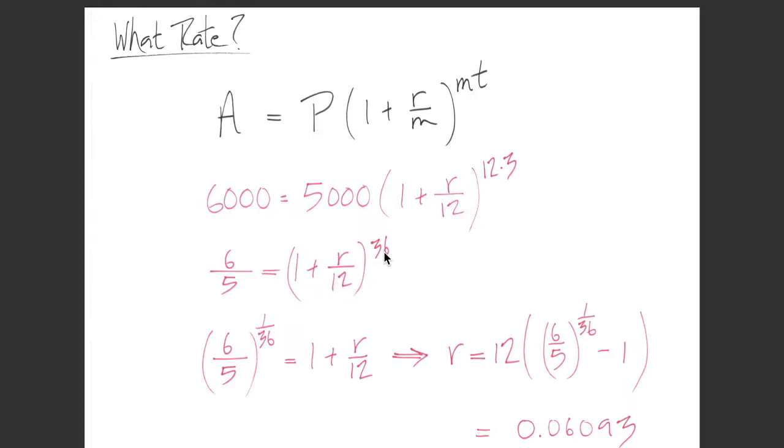M was 1 over, M was 36, and I raised all of that to the 1 over 36 power. So the powers multiply in that case, and you just get 36 times 1 over 36, or 1 plus r over 12 to the first power. And now we can solve that equation easily. Just subtract 1 from both sides, then multiply by 12. And so you get r is 12 times the quantity, 6/5 to the 1 over 36 minus 1.